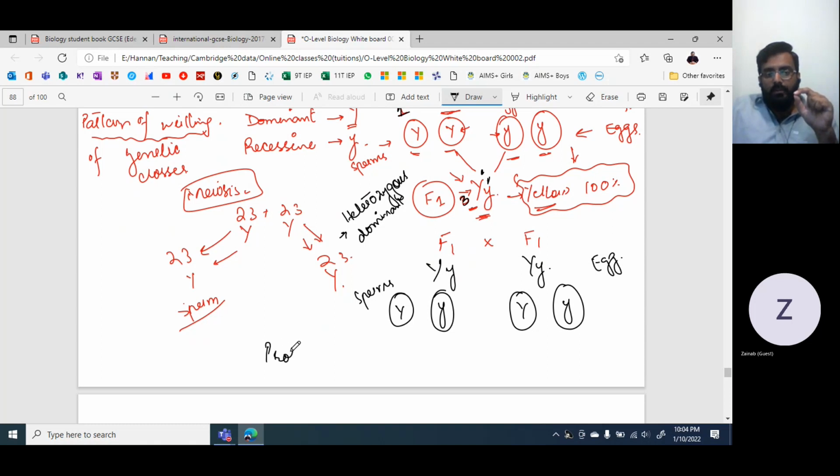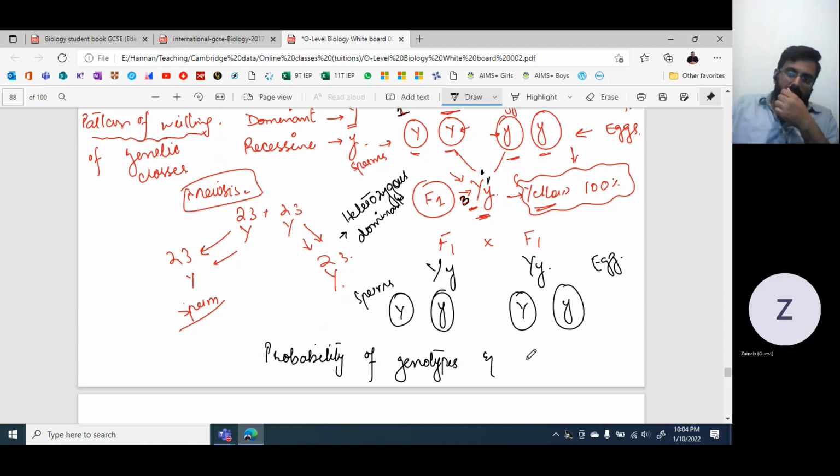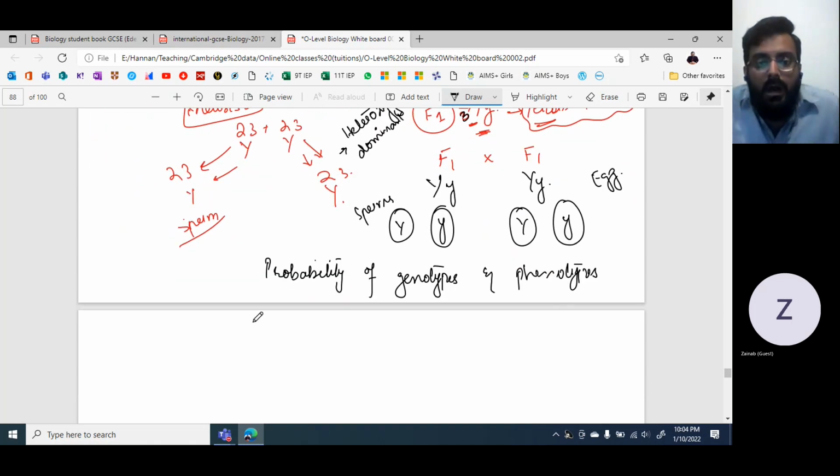You now have to design the probability of genotypes and phenotypes. Probability of genotypes and phenotypes. How would you design a probability? This is where the statistics comes.